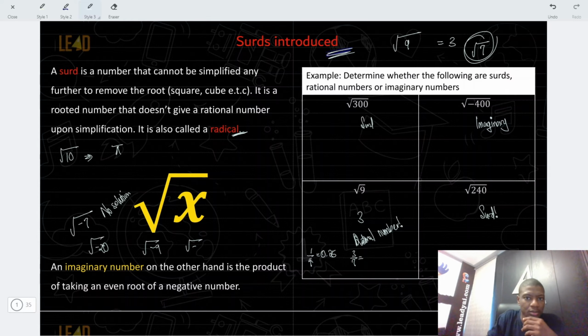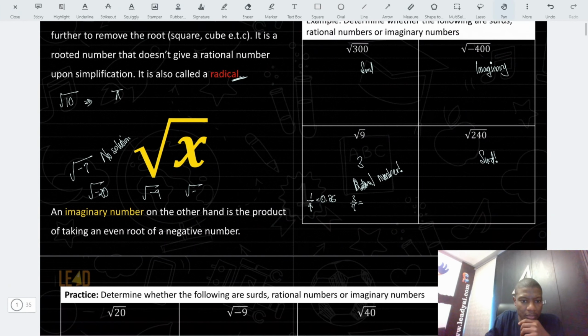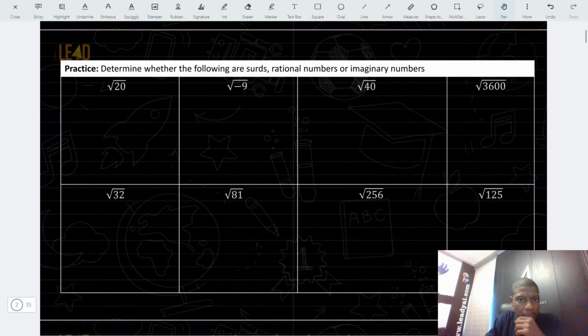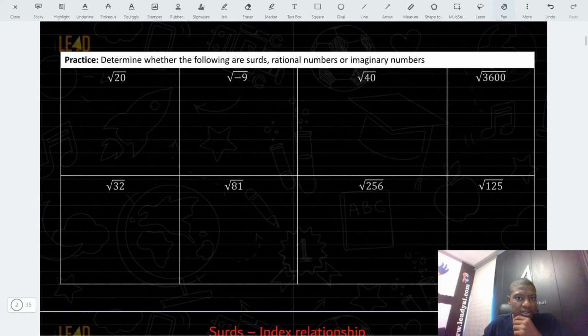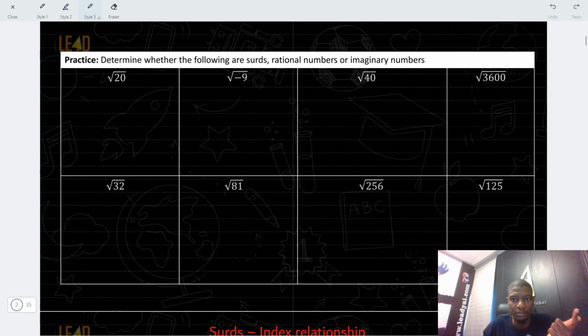Okay, so that's it for this. So we have more practice questions here. This says determine whether the following are surds, rational numbers, or imaginary numbers. So this is a surd. 20 doesn't have a square root. This is imaginary. This is a surd.